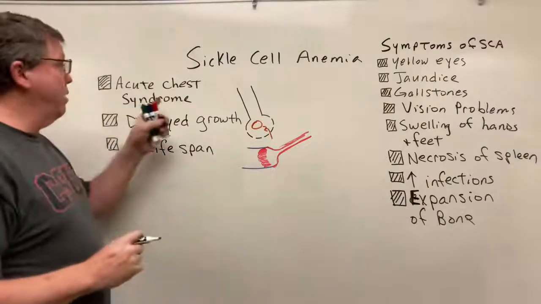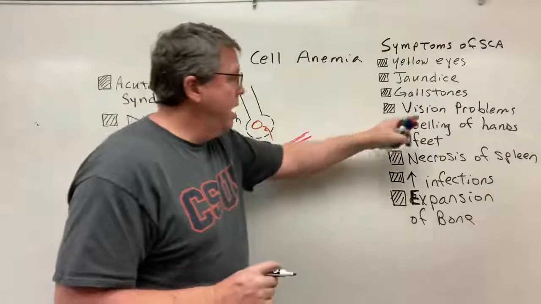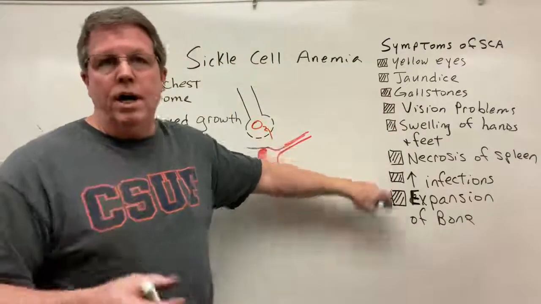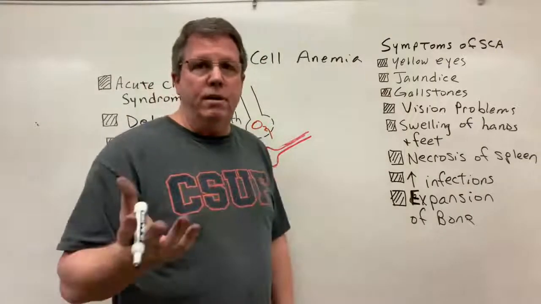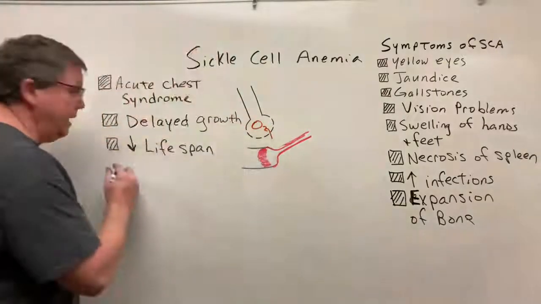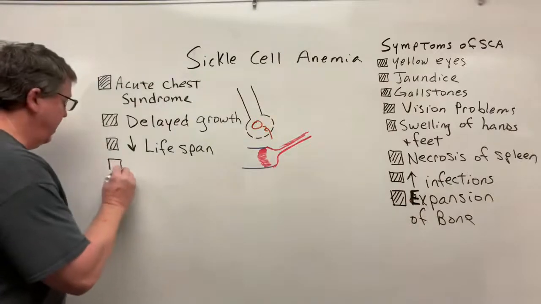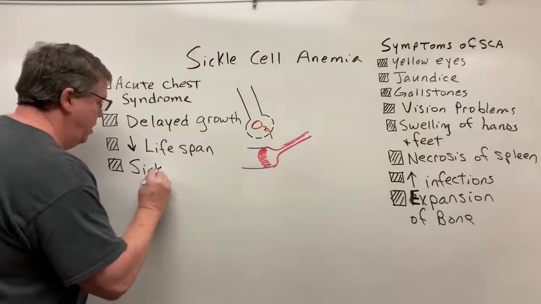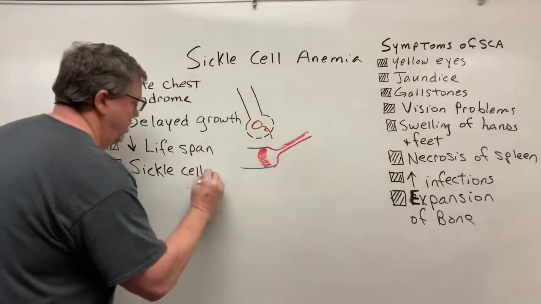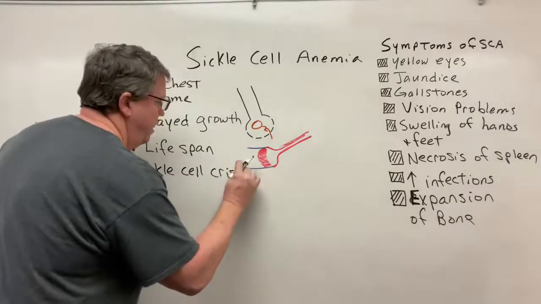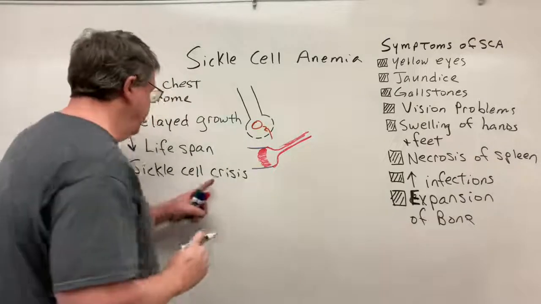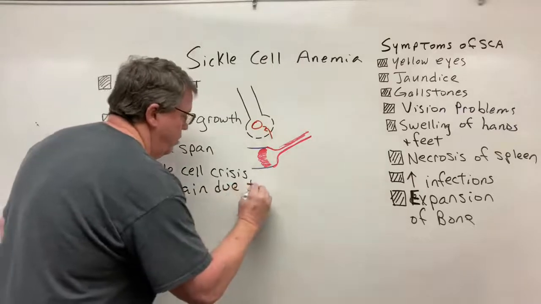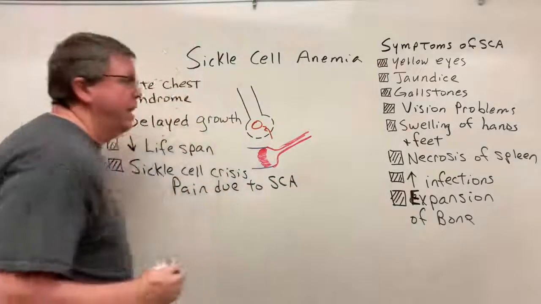So really quick, I mentioned acute chest syndrome. I mentioned swelling of the hands and feet, necrosis of the spleen. All of those cause pain, right? If I'm not getting enough blood supply to those areas, I get pain. So when you have pain that's associated with sickle cell anemia, we call that a sickle cell crisis. And this is the pain due to sickle cell anemia.